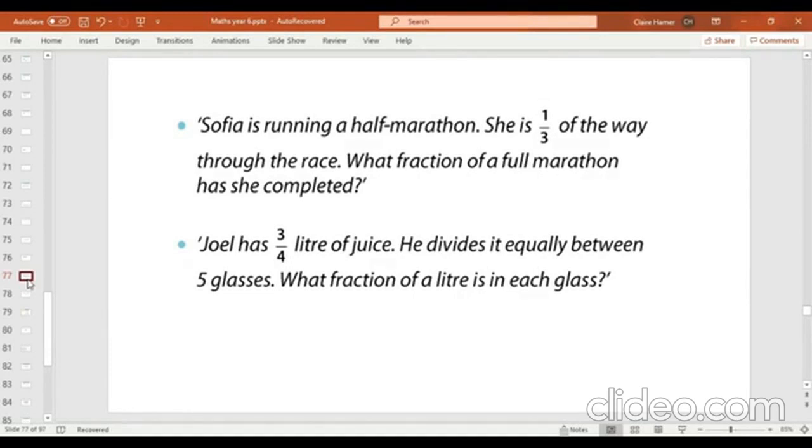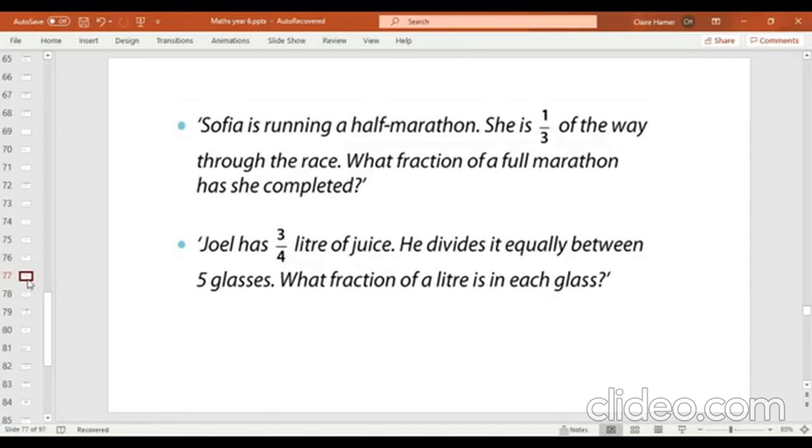So I'm looking at it. Sophia is running a half marathon. Okay, I'm writing down half. She is 1/3 of the way through the race. Okay, so it's like saying she's done 1/3 of the race. So of is the same as multiply. So I'm going to write down 1/2 multiplied by 1/3. Okay, I'm going to work the answer out. Maybe you should do the same as well. I remember that I need to multiply the numerators together and multiply the denominators together.